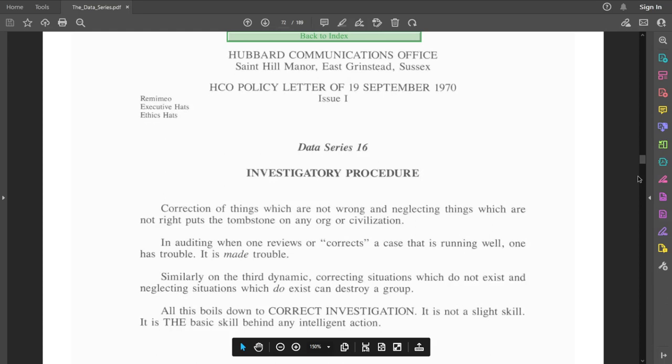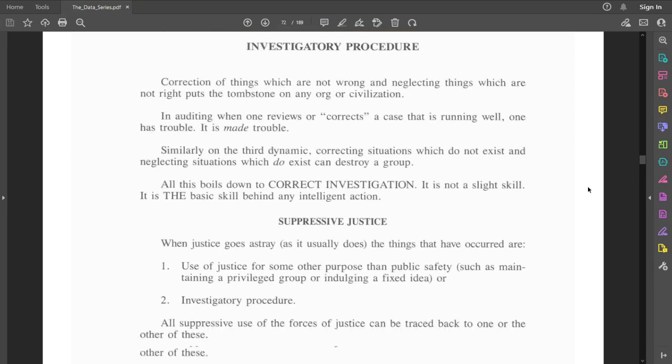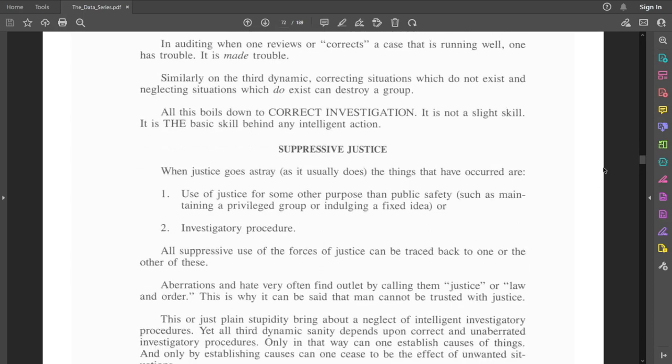This will be the last policy letter for today. It's the HCO policy letter of the 19th of September, 1970, issue number 1, Data Series 16, called Investigatory Procedure. Correction of things which are not wrong and neglecting things which are not right puts the tombstone on any org or civilization. In auditing, when one reviews or corrects a case that is running well, one has trouble. It is made trouble. Similarly, on the third dynamic, correcting situations which do not exist and neglecting situations which do exist can destroy a group.